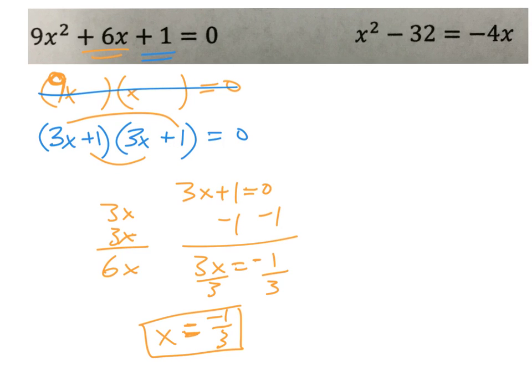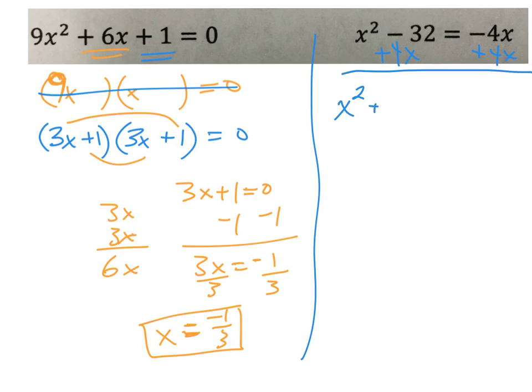Our final example, hopefully you notice x squared minus 32 equals negative 4x. Hopefully the first thing you notice is that we haven't zeroed out one side of our equation. So I'm going to start by adding 4x to both sides. And it's very important to put the terms in correct order. We want our x squared term first, and then our x term, and then our constant term, negative 32, last, and we're going to, of course, have that set equal to 0. So now I'm able to factor this problem.